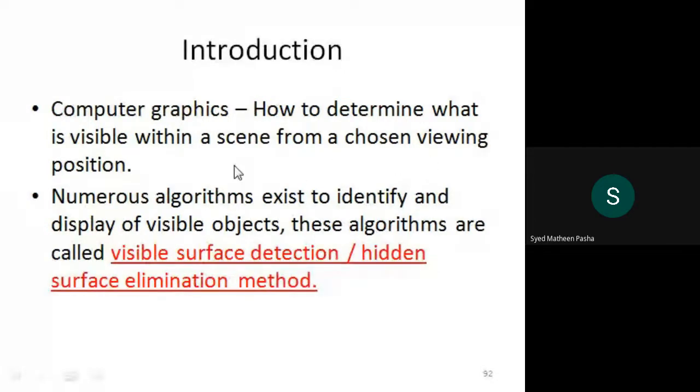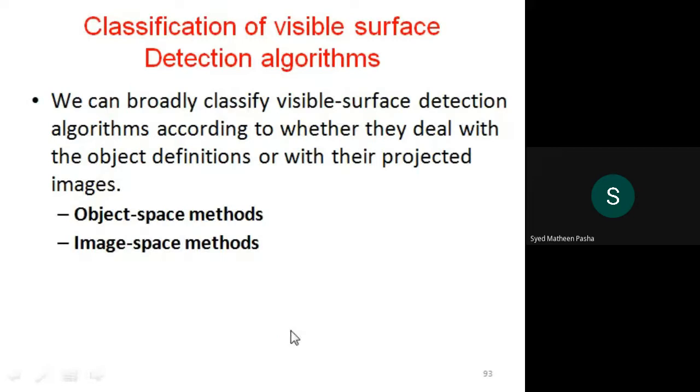That is, how you will determine the visible part or the visible lines in that particular object in a given position. So you will use some algorithms which are used to identify and display visible objects. These algorithms are basically called visible surface detection methods or hidden surface elimination methods. These algorithms are basically divided into two.